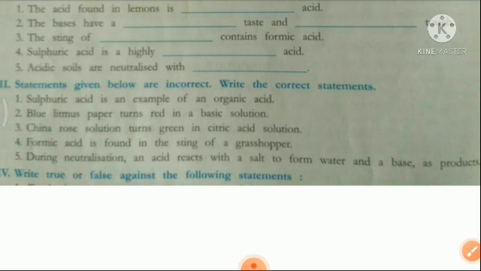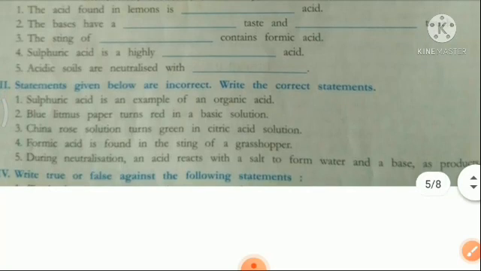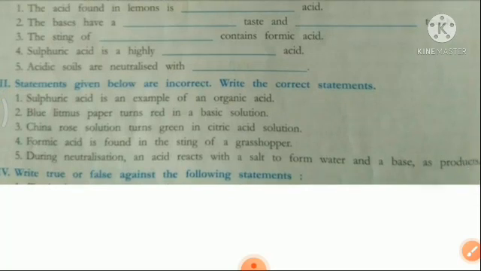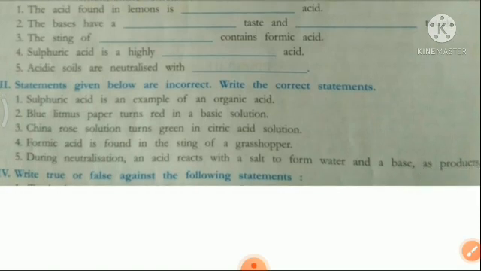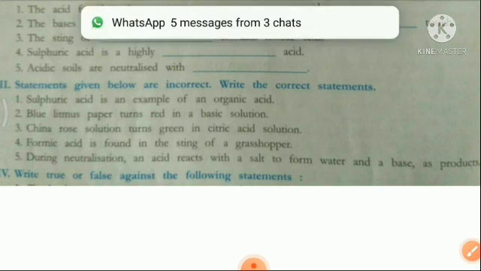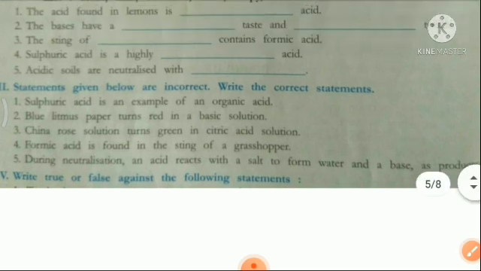So what does blue litmus paper do? It is given here that blue litmus paper turns red in a basic solution. Okay, but generally what happens? This is completely wrong, because blue litmus paper turns red in an acidic solution. So the correct answer will be blue litmus paper turns red in an acidic solution. Okay, so you have to replace the basic part by writing in an acidic solution.